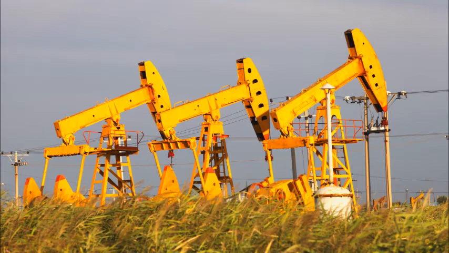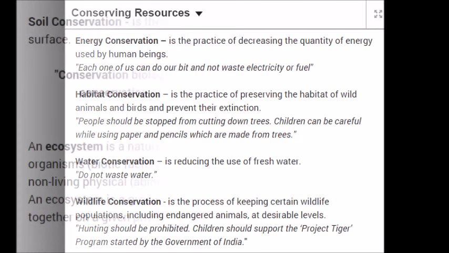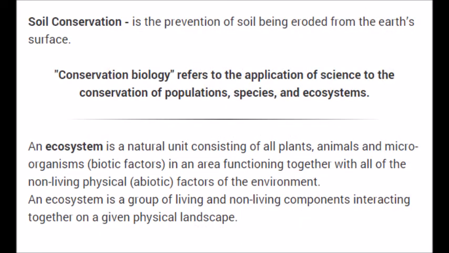There are many ways of conserving resources. 1. Energy conservation. 2. Habitat conservation. 3. Water conservation. 4. Wildlife conservation. 5. Soil conservation. Conservation biology refers to the application of science to the conservation of populations, species, and ecosystems.